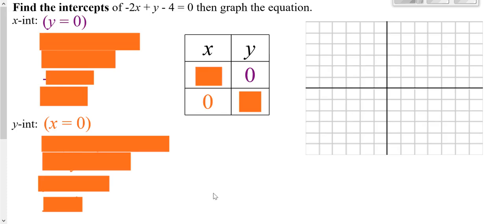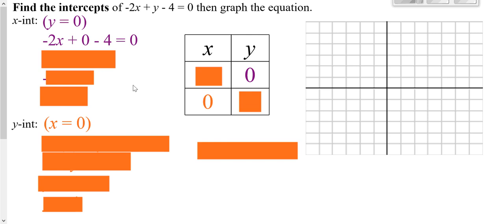Now over here you're asked to find the intercepts and then graph it. To find your intercepts, your x-intercept is where you cross your x-axis. So you're not up and down at all. So that means your y value is 0. So we're going to take y value 0, plug it in here. And then all we have to do is simplify this. 0 minus 4 doesn't change it.